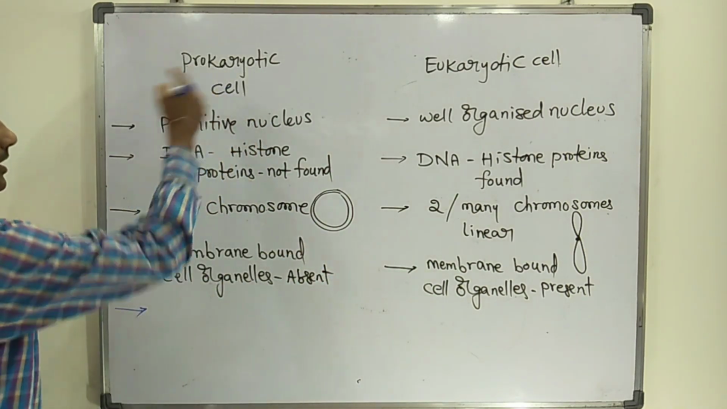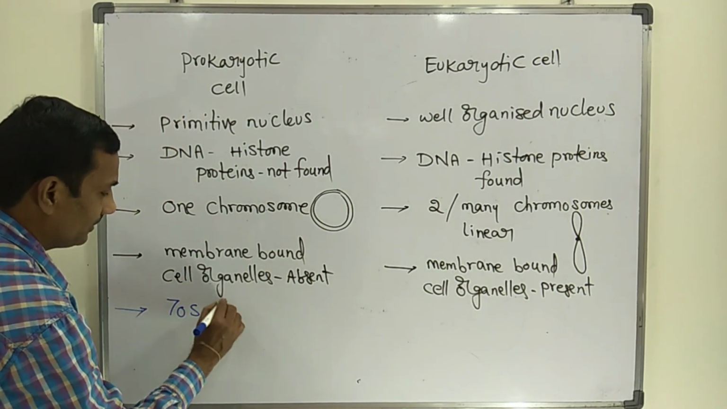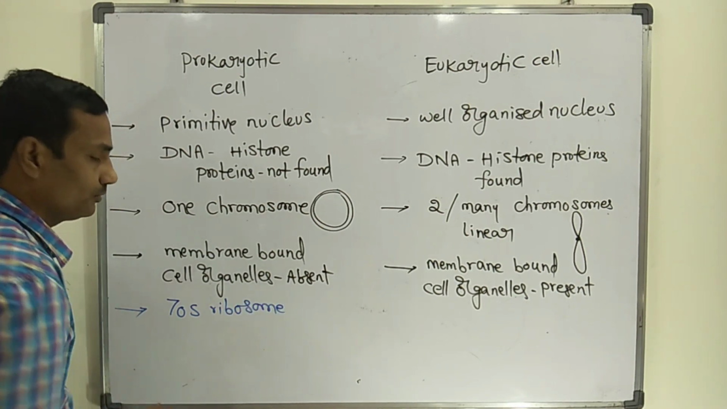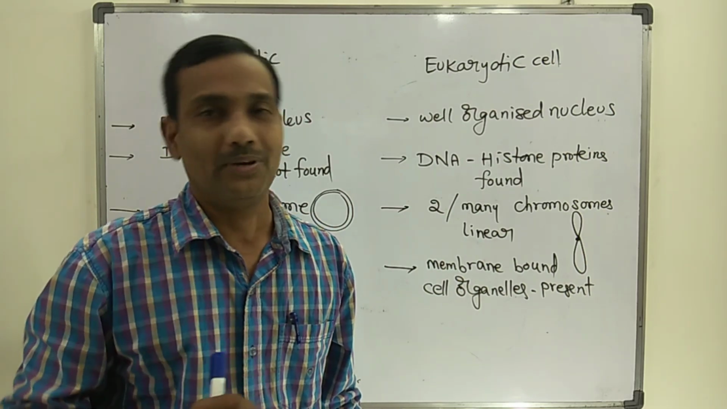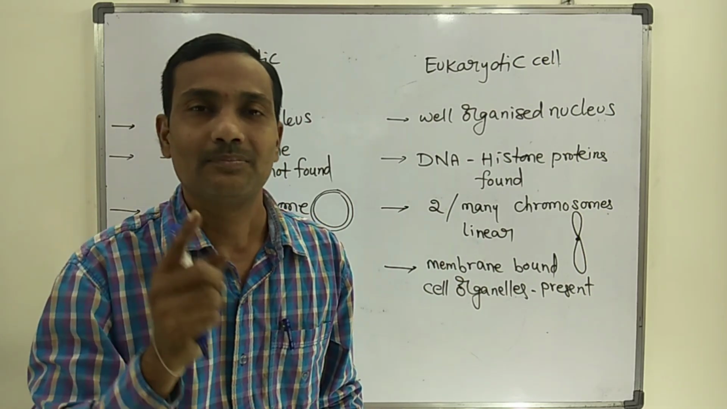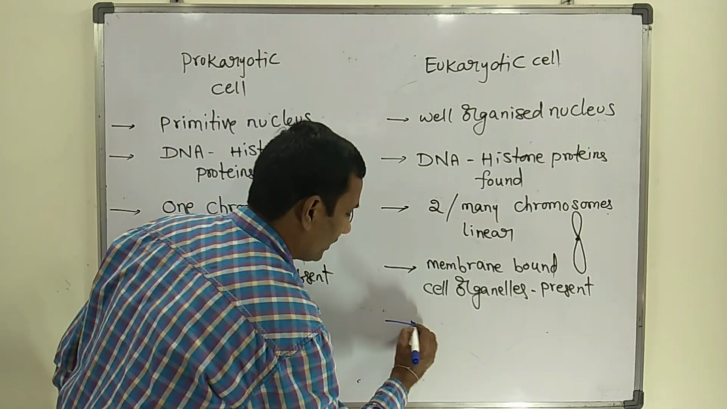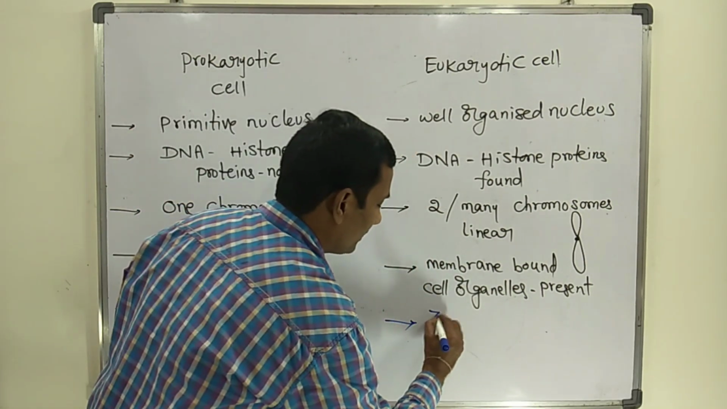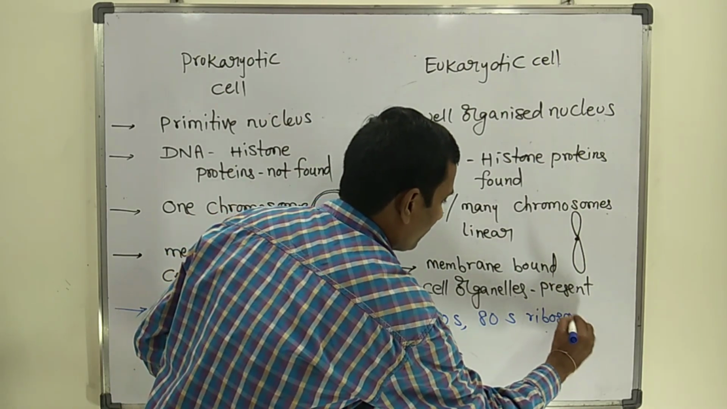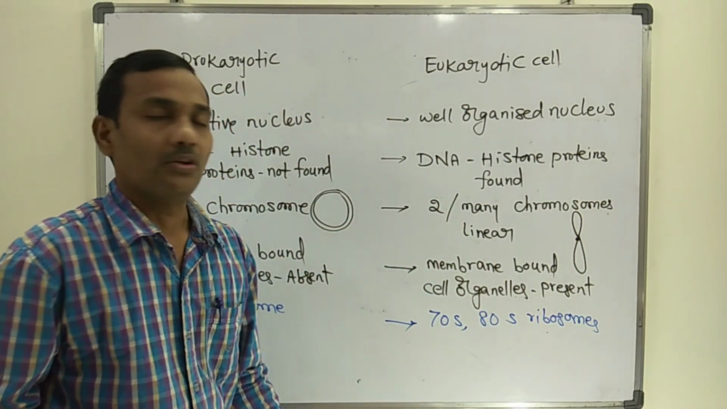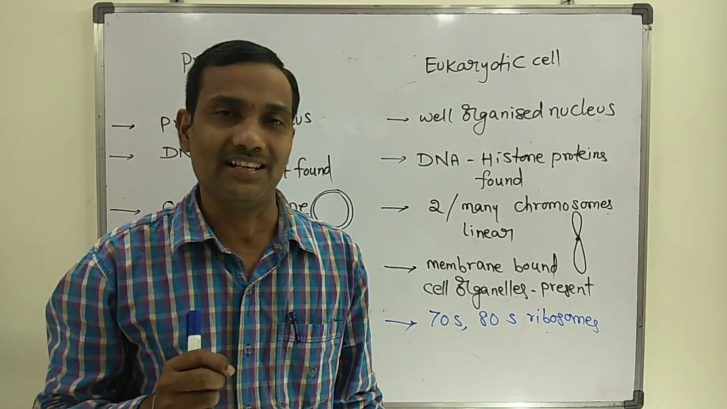Next we will see prokaryotic cells have only 70S ribosomes. 70S ribosomes are found in prokaryotic cells. Ribosome is a non-membrane bound cell organelle. 70S type ribosomes are found in prokaryotic cells. But in eukaryotic cells, if you observe, 70S as well as 80S ribosomes both will be there in the eukaryotic cells.